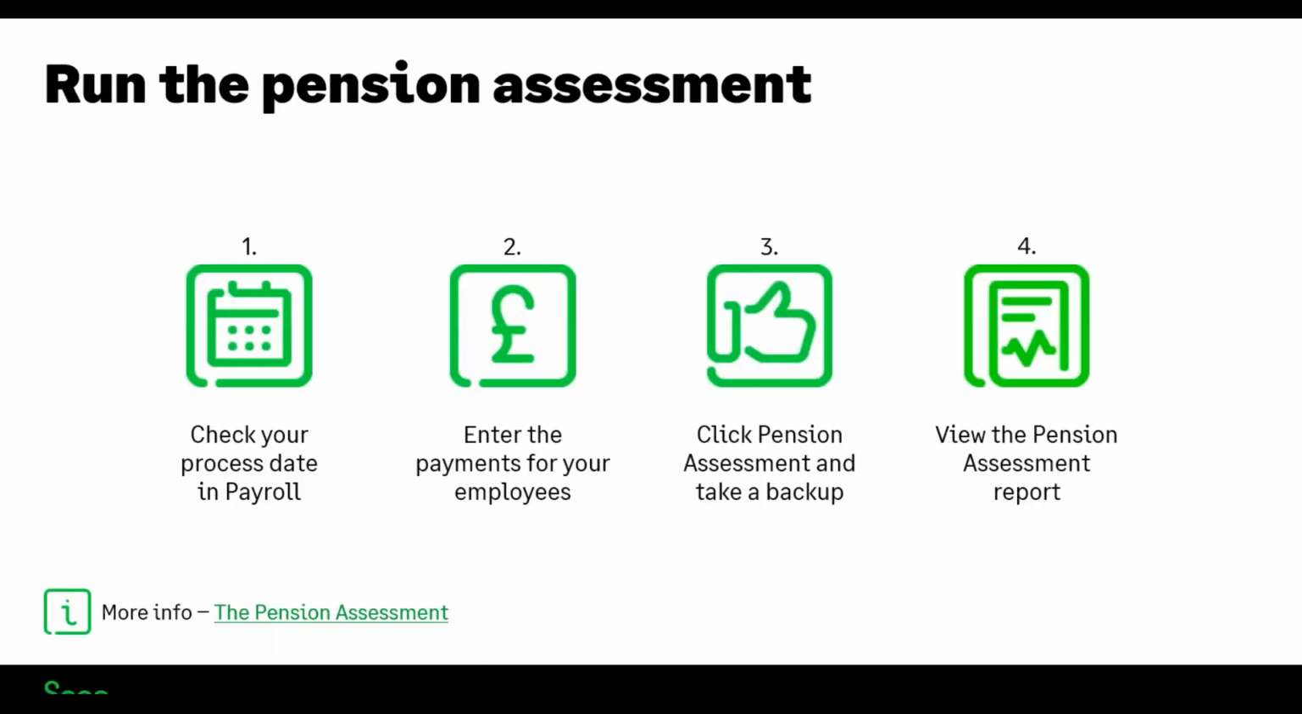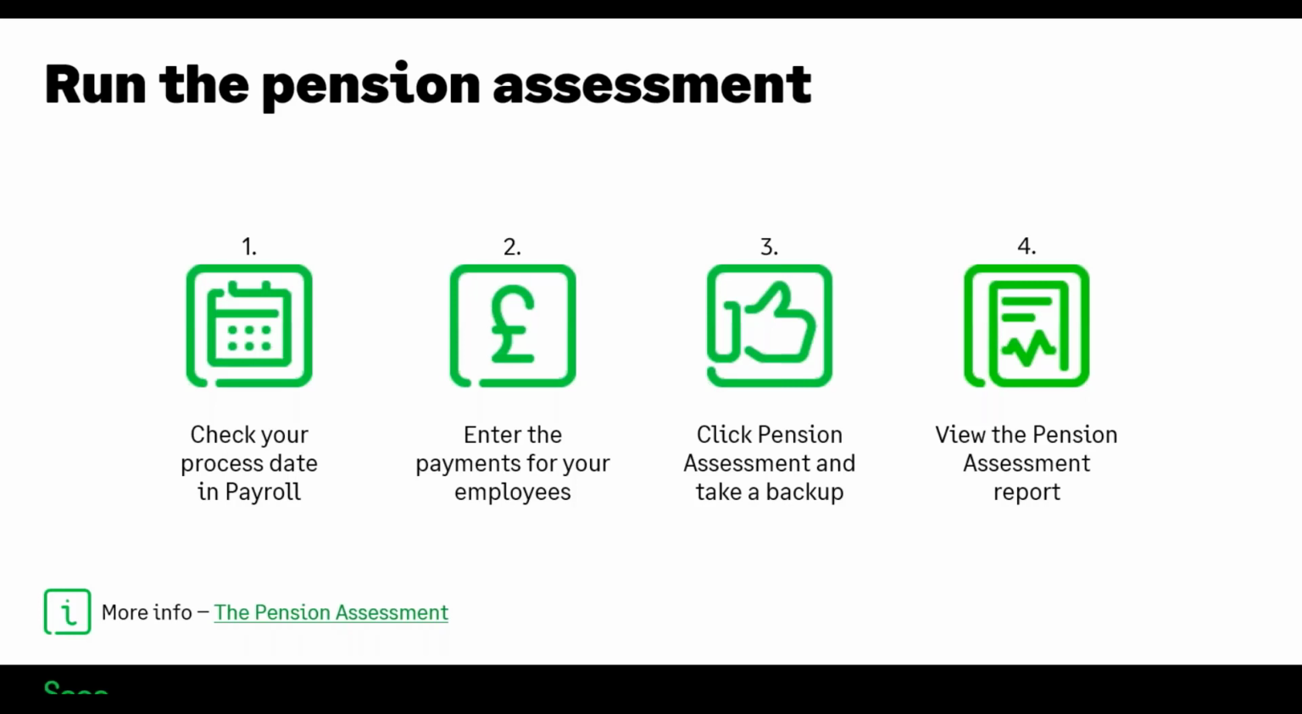So not too much to do in terms of running the actual assessment itself, but it is important to make sure that you've checked your process date is correct first of all, so the date of your next pay run, and at step 2, you've entered the payments for your employees. These first 2 steps are really important in making sure that payroll uses the correct payments and correct dates in the assessment and ultimately assigns the correct worker category to your employees.